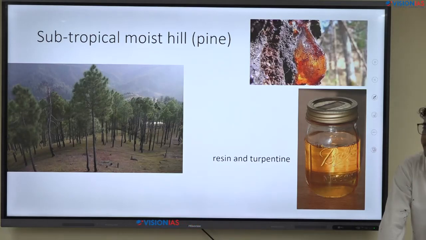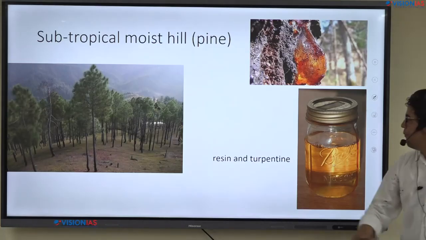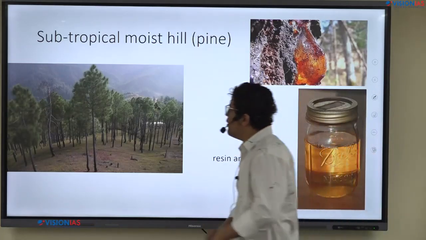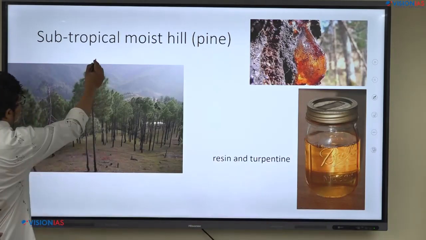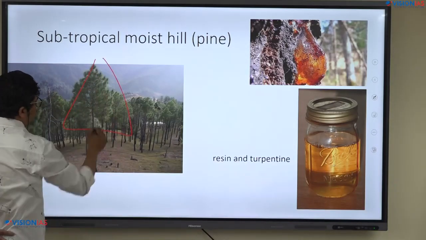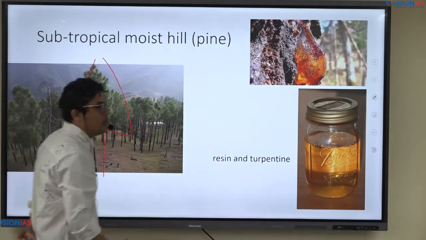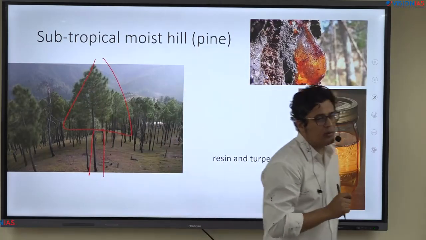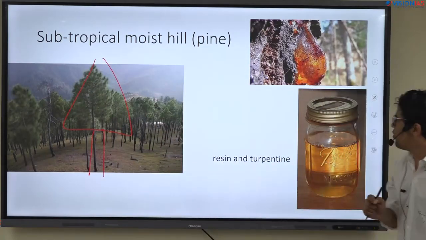So from the name itself, you can take out the major species. Which would be the major species? What is written in the name? Subtropical moist pine. Pine tree. So pine tree is which type of tree? Shaped like a cone. Coniferous. Coniferous trees.